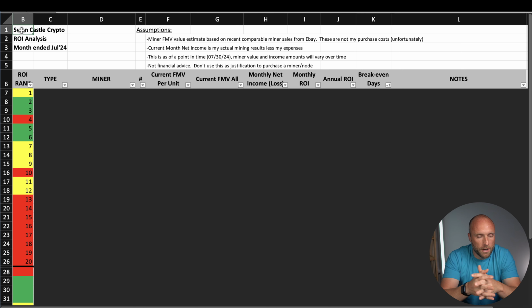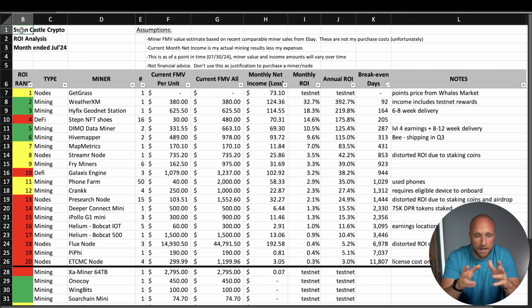So our number one project for this month in terms of ROI is GetGrass, and that's because there's no cost associated with this project because it is still on testnet. But I do have this marked as yellow because there is some potential security concerns by running a program on your computer on your network. But the good thing at this point is it's making $73 a month, which you can't complain about for a no-cost project. But you do just need to weigh the security risk with running an application on your computer network.